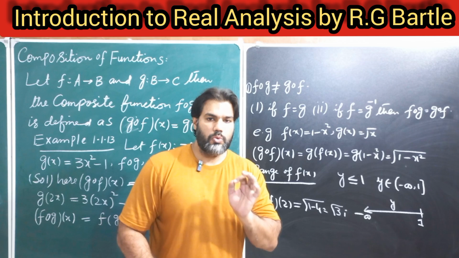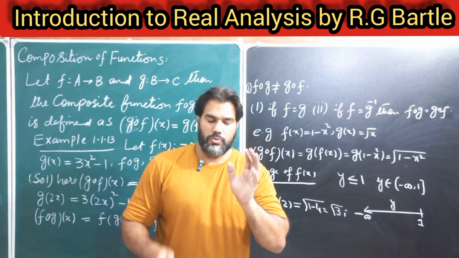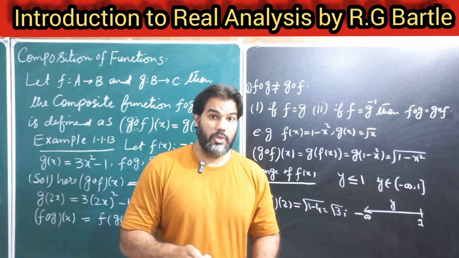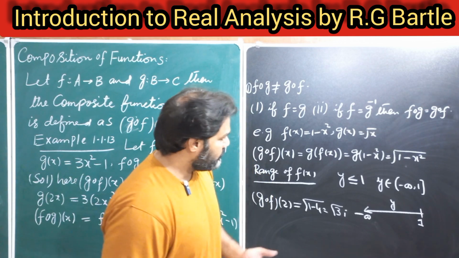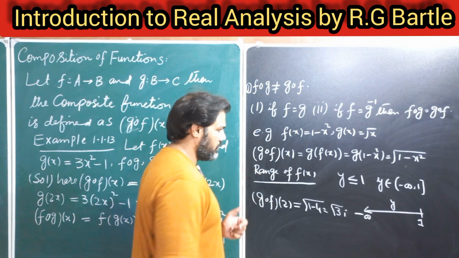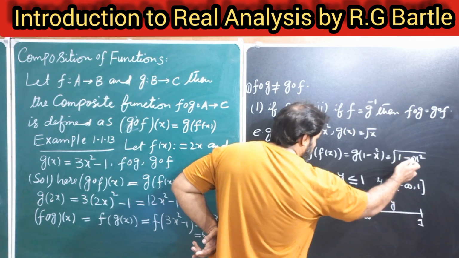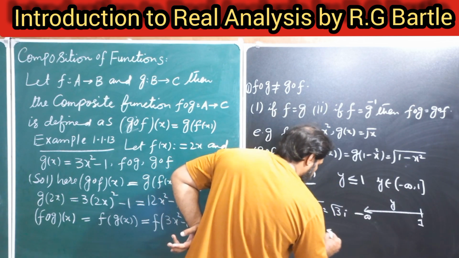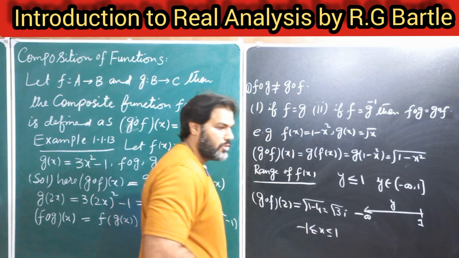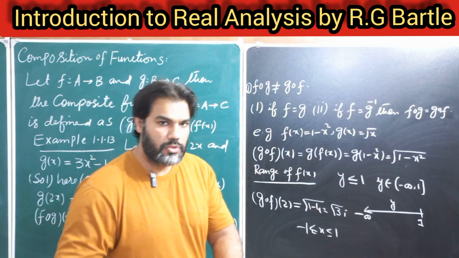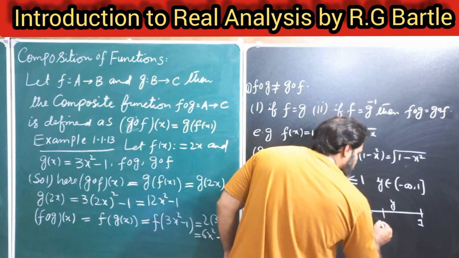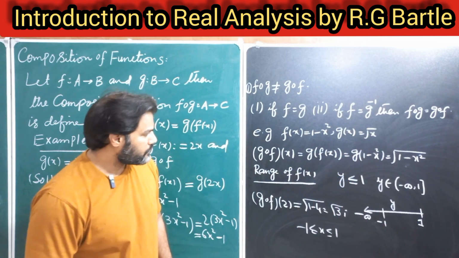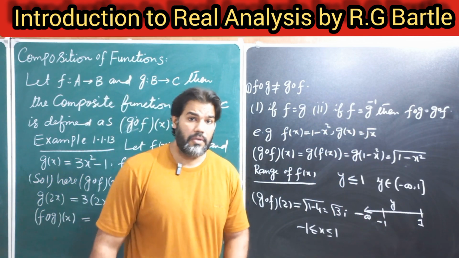We can put only those values from the range of f(x) that are suitable for the domain of g. So what would be the values of the domain? These values only lie between minus 1 to plus 1, the closed interval. So we can choose only these values, minus 1 to plus 1 closed interval, from the range. So this is the important thing.